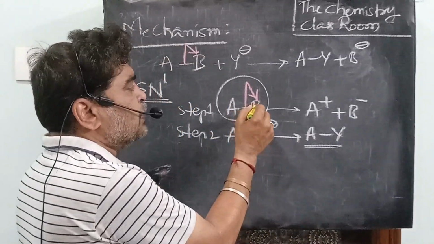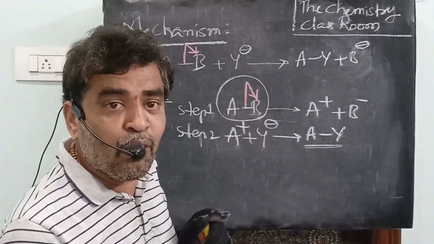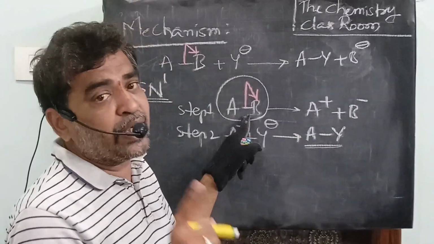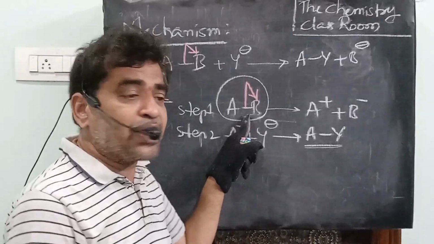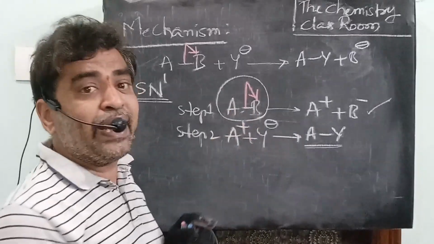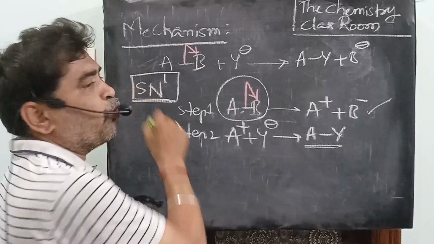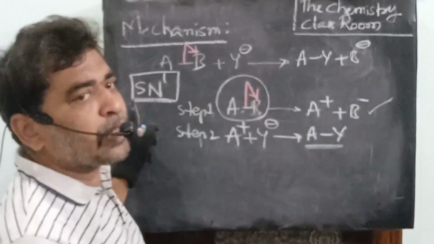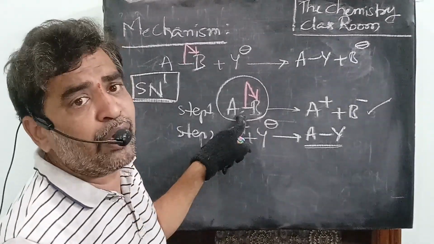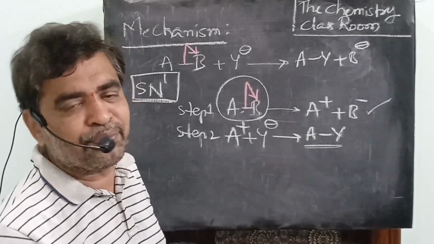But what happened here? In the rate of reaction, only the AB compound is involved. How fast it is cleaved is what determines the rate of reaction. So the first step is the rate-determining step, and in the first step only the AB compound is involved. That's why it is called SN1 reaction: nucleophilic substitution, unimolecular. Why? Because only one molecule is involved. So that's why it is called the SN1 mechanism.